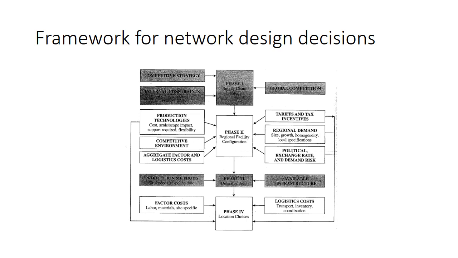Okay, so the labor, material, and the site specific, it is the requirement of the factor cost. So these are all incurring the factor cost. And over here you see the logistic cost, the transport, inventory, and coordination. This is the logistic cost, and this is basically contributing to the location choices. So the location choices decision is being made after getting the input from the desirable sites. So you see, after phase 4, the network design decision is almost done when you have all these inputs with you. So let me take the question.